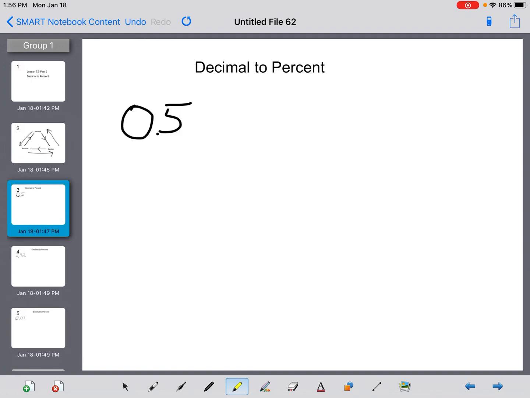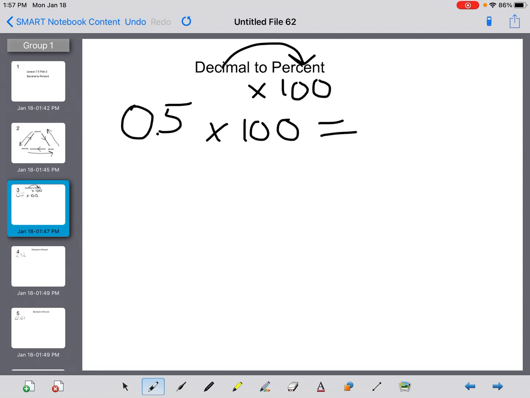So let's take a look at decimal to percent. So here I have a decimal. We all love to say 0.5. I like to say that too, especially when we're marking. But really, we would read this decimal as 0 and 5/10. Now, going from decimal to percent is pretty straightforward. The only thing you need to remember is when I want to go from a decimal to a percent, all I need to do is times by 100. So if I have 0.5 or 0 and 5/10, all I need to do is multiply it by 100.